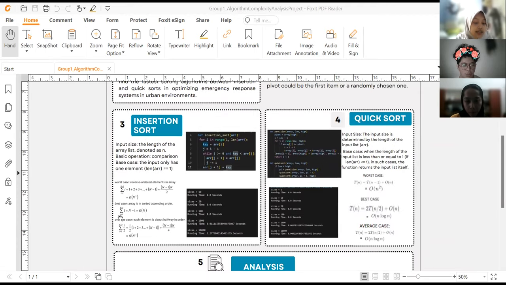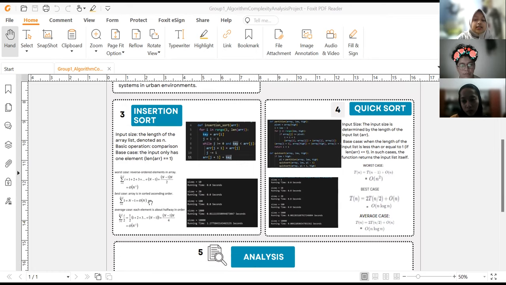And then the worst case is when the elements in the array are in reverse order. So all of the elements in the array are reversed. And we can calculate the time complexity with the summation of i equals 1 until n minus 1 of i, which is 1 plus 2 plus 3 until n minus 1. And from the formula, we know that it is equal to n minus 1 times n divided by 2, which is equal to big O n squared. So how do we find the big O here? We just need to find the highest degree, which is n squared here, because n minus 1 times n is n squared minus n, so it is big O n squared.